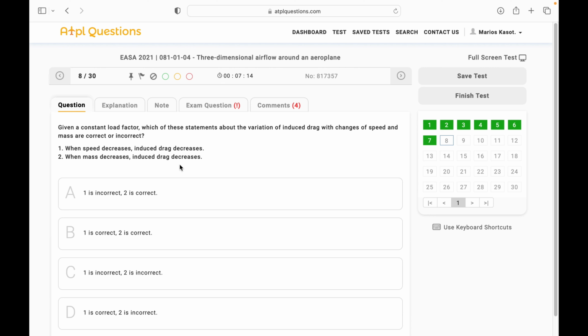Given a constant load factor, which of these statements about the variation of induced drag with changes of speed and mass are correct or incorrect? When speed decreases, induced drag decreases. This is incorrect. When speed decreases, we increase our coefficient of lift, because we increase our angle of attack to remain straight and level, so induced drag increases. The first one is incorrect. And when mass decreases, induced drag decreases. The second one is correct. So incorrect and correct. The correct answer is A.